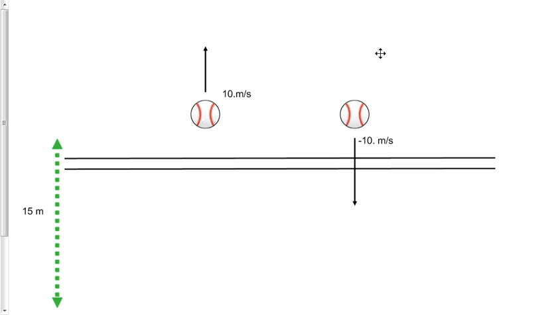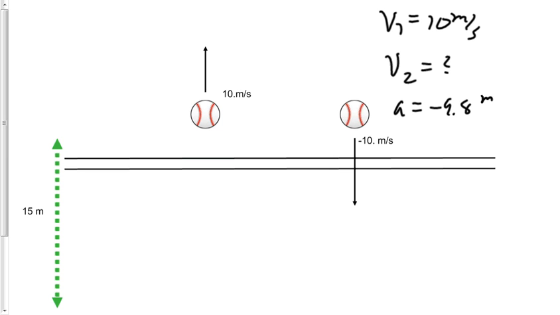The left one over here has a positive 10 meters per second v1, so velocity 1 equals 10 meters per second. Velocity 2, we don't know, so question mark. Acceleration, negative 9.8 meters per second squared. Time, we do not know. But displacement, we know is minus 15 meters, because both balls will be 15 meters below their starting points when they hit the ground.